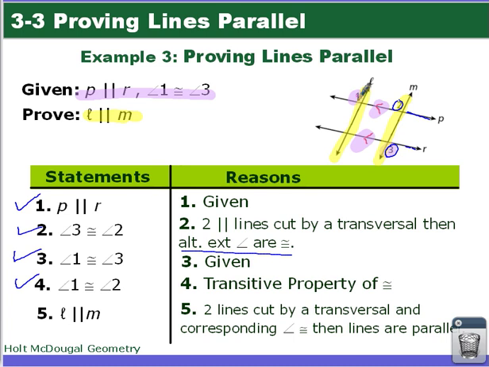And since we know 1 is congruent to 2, what kind of angles are 1 and 2? Hold on, let me get rid of this stuff. Well, 1 and 2 with respect to L and M are corresponding angles. So the last statement says L is parallel to M by the corresponding angles postulate or theorem.